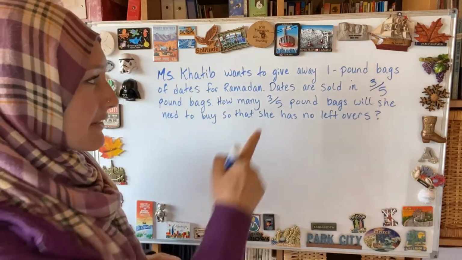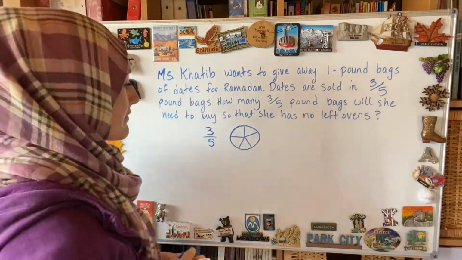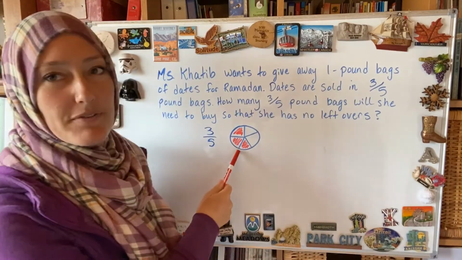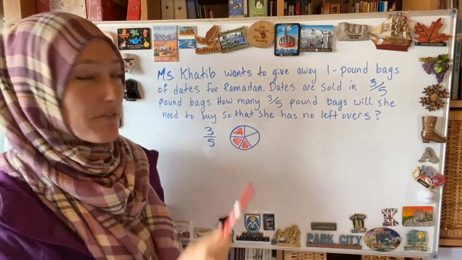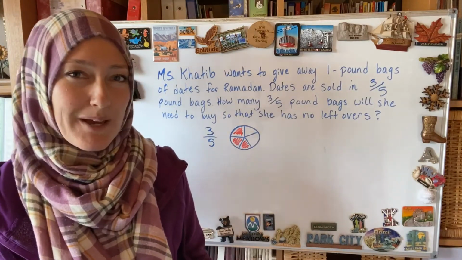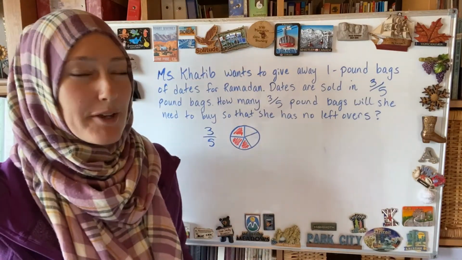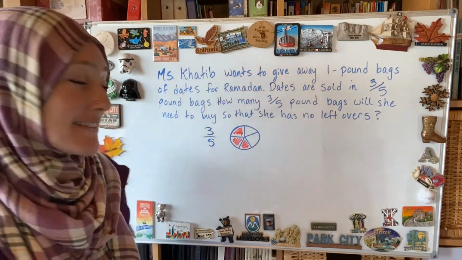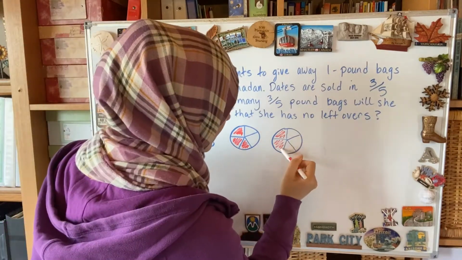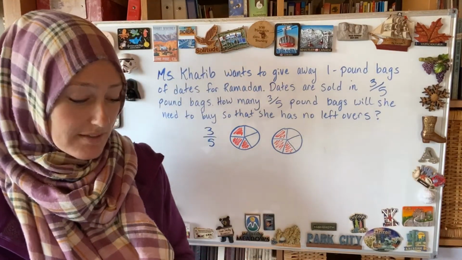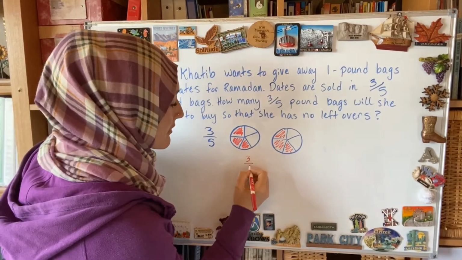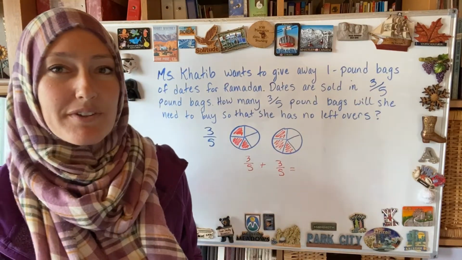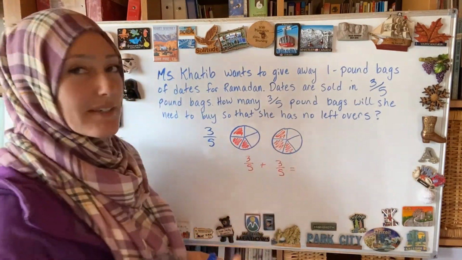If I bought 1 bag, so this is the 3/5 pound bag, so 3 out of the 5. That's not even 1 whole pound, so I need more than that. What if I bought 2 of these 3/5 sized pound bags of dates? What this is showing me is that I have a 3/5 and another 3/5, and what will that be? That's going to be 6/5.